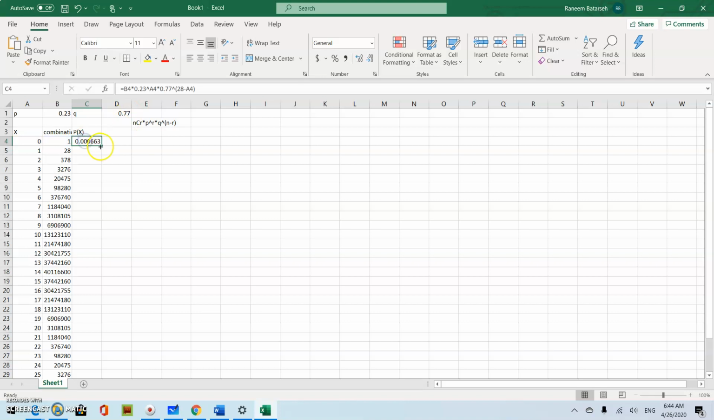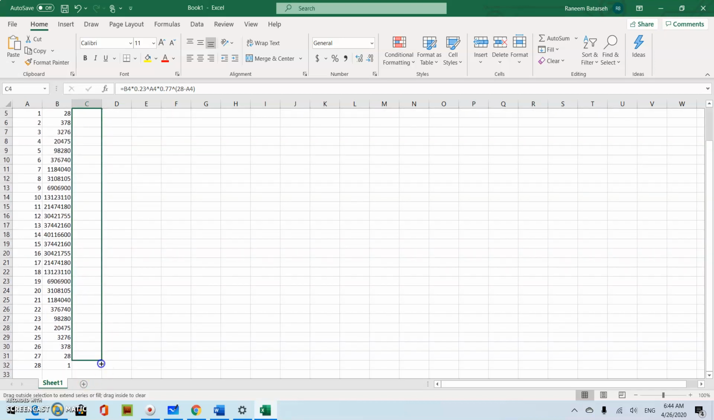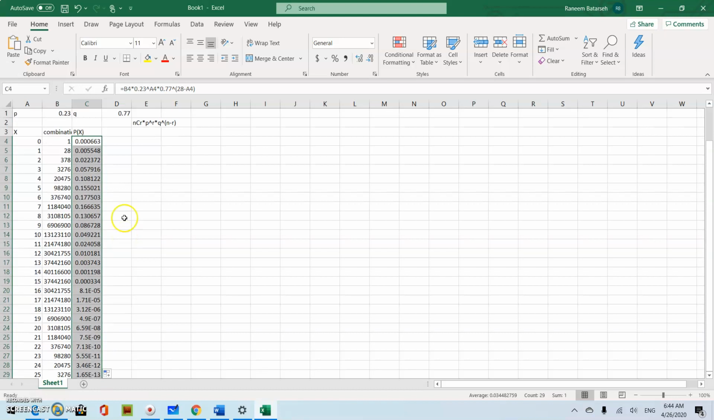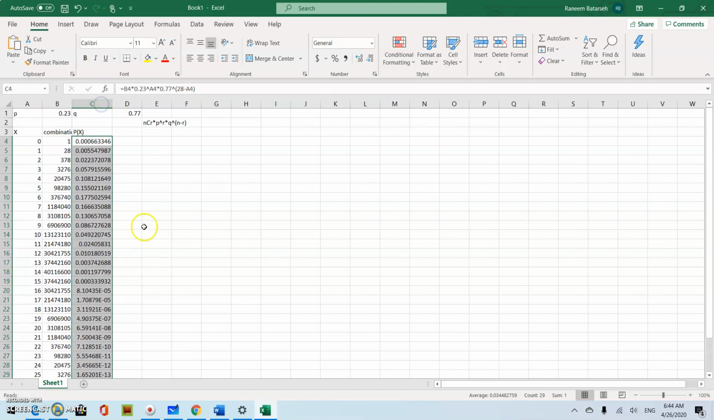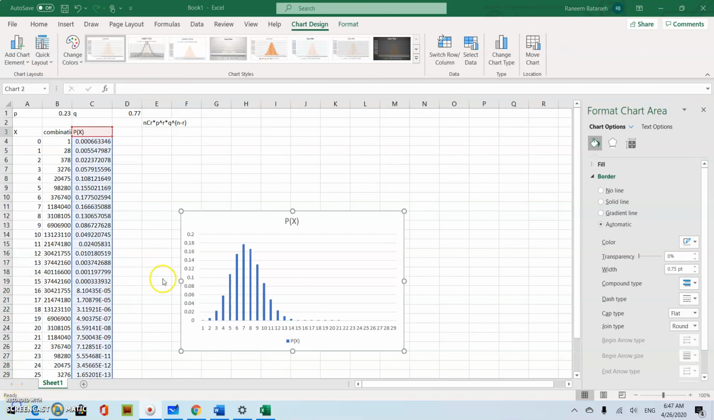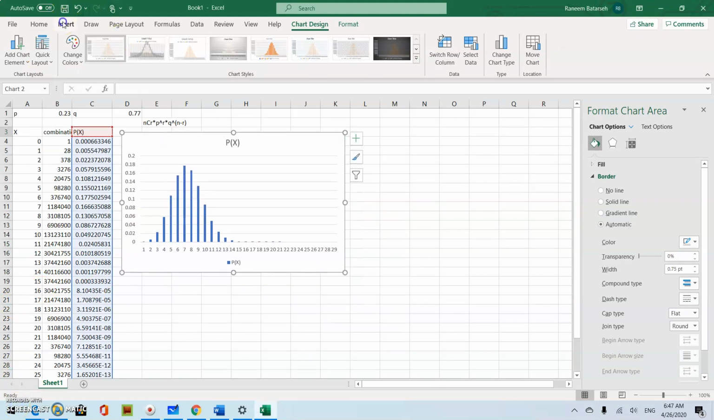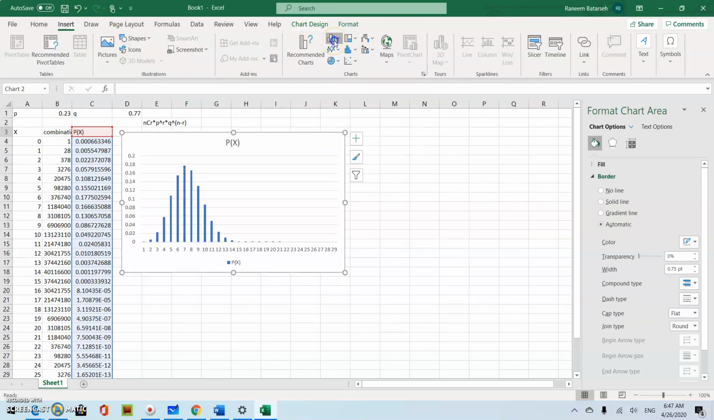So let's do this. And then I'm going to just drag this, because that's why I wanted to do Excel. It does everything for me if I write the functions correctly. So here it is. These are my probabilities, and you can see they're very small. Okay, so I created the chart using insert 2D bar chart here, this one. And as you can see, it peaks around 7, right?